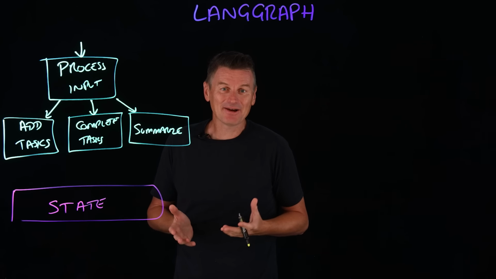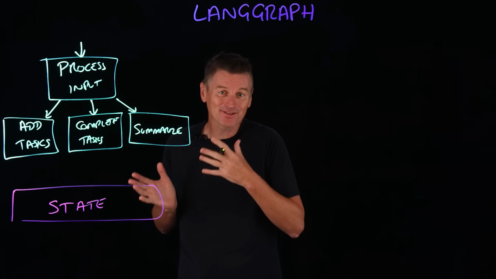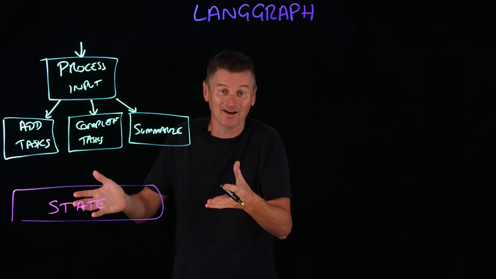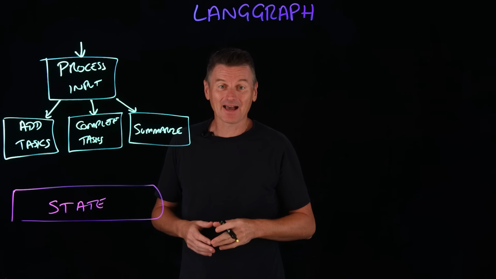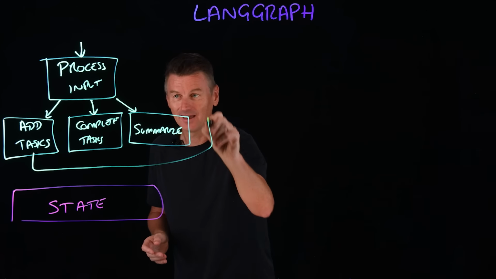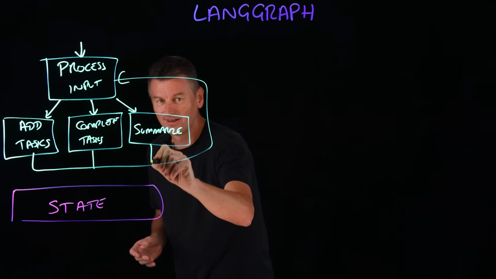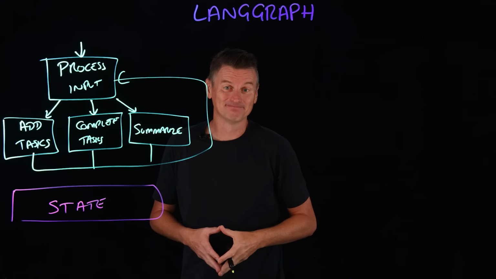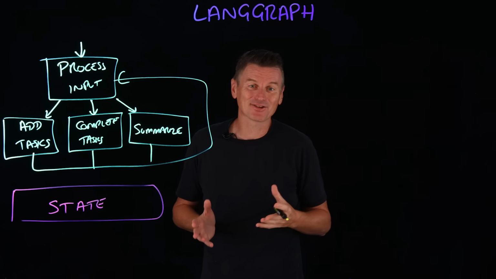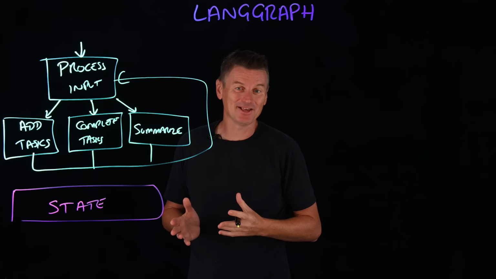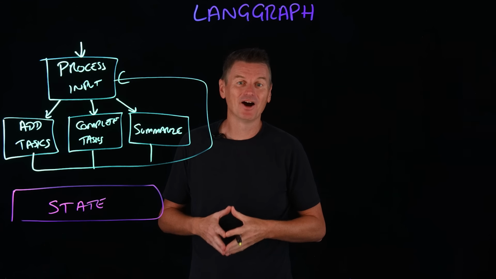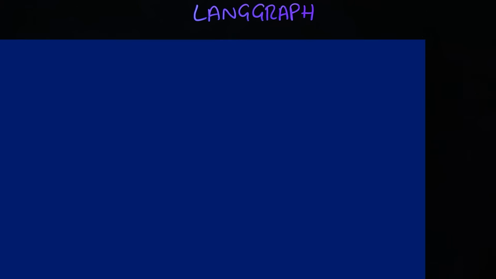The graph structure allows the assistant to handle various user requests in any order, always returning back to the process input node after the action is complete. LangGraph's architecture lets us create flexible, stateful agents that can maintain context over extended interactions.